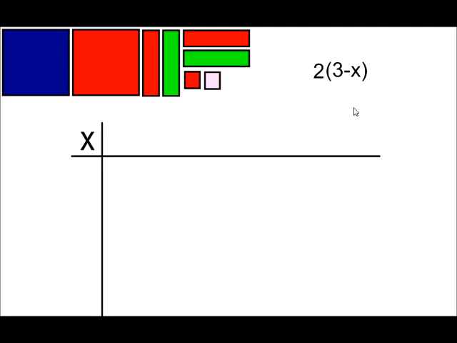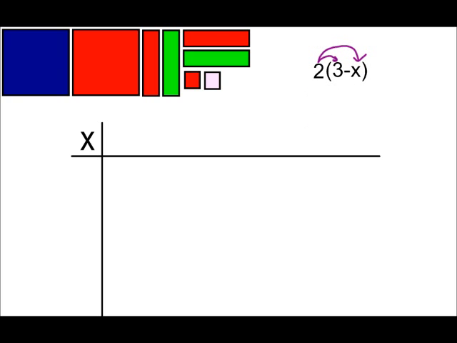Hi guys. So today what I want to talk about is the concept of expanding binomials. So first I want to review something that you guys did last year, and it's expanding brackets. Okay. So do you remember how to multiply this? You have to first multiply the 2 to the first part, and then multiply the 2 to the second part.